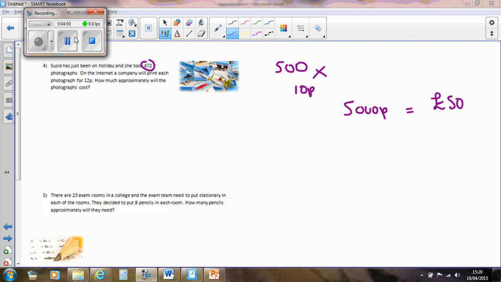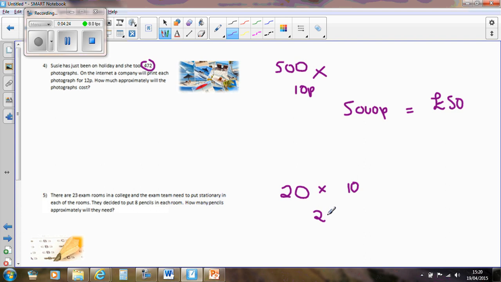Photographs. Another approximation: there are 23 exam rooms in the college, and the exam team needs to supply each of the rooms, and says 8 pencils in each room. How many pencils approximately do we need? So again, approximate: about 20 rooms and about 10 pencils. Times them together and we get 200.